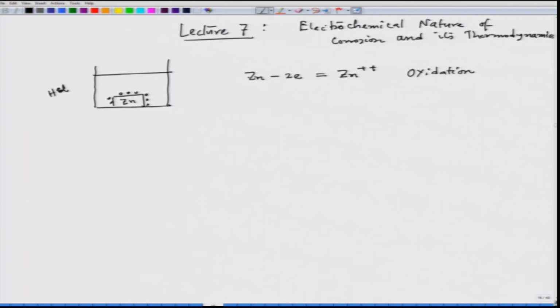Now, electrons cannot remain free, they have to be balanced by some mechanism, because the total amount of charge is constant in this universe. So, we call it charge conservation. So, these electrons will be accepted by some other reaction. The other reaction is nothing but 2H plus plus 2e goes to H2. Now, this is the reduction reaction, and we also call it cathodic, and this is anodic.